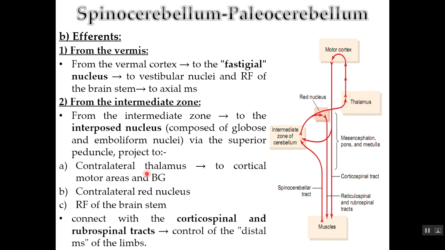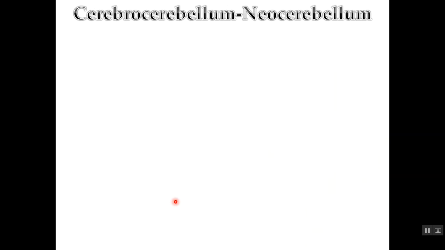From this information, from the cortex and the red nucleus, two tracts mainly originate. Number one, the corticospinal tract, and number two, the rubrospinal tract. These control the activity of the distal muscles, which are responsible for fine scale movement. This is what the spinocerebellum, or paleocerebellum, does.